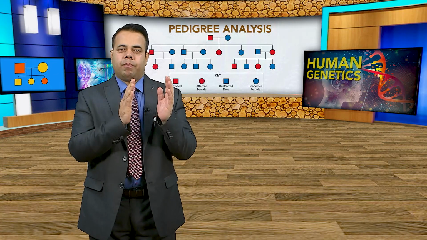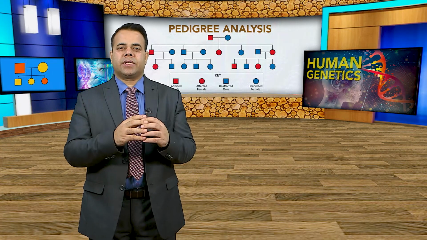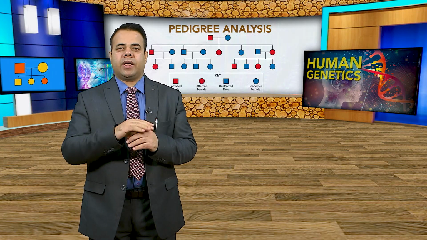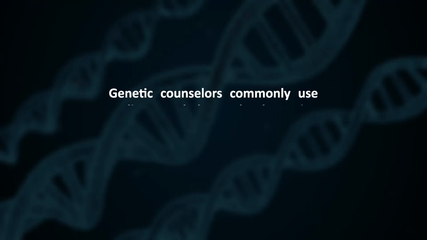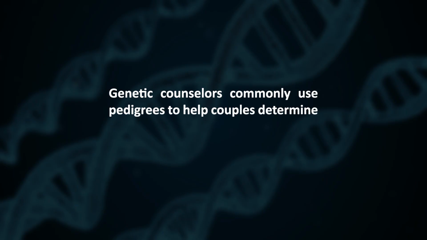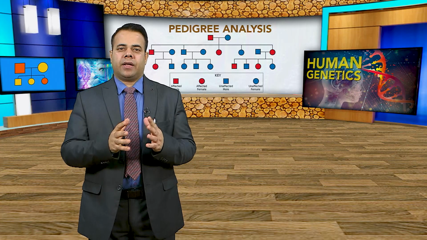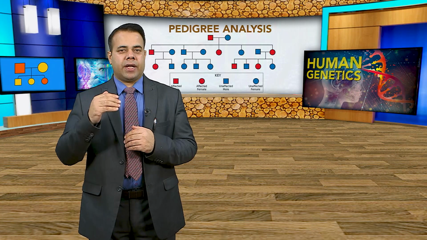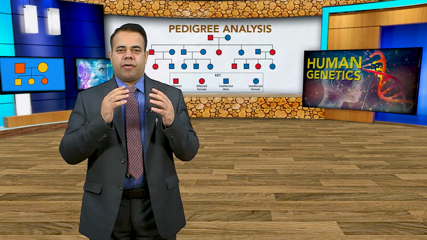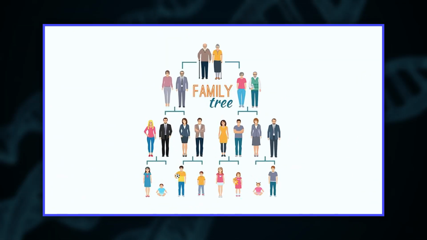Inbreeding, or mating between closely related organisms, can clearly be seen on a pedigree chart. Genetic counselors commonly use pedigrees to help couples determine if the parents will be able to produce healthy children or children with any disorder. A pedigree presents family information in the form of an easily readable chart. Pedigree construction is a family history, and details about an earlier generation may be uncertain as memories fade.